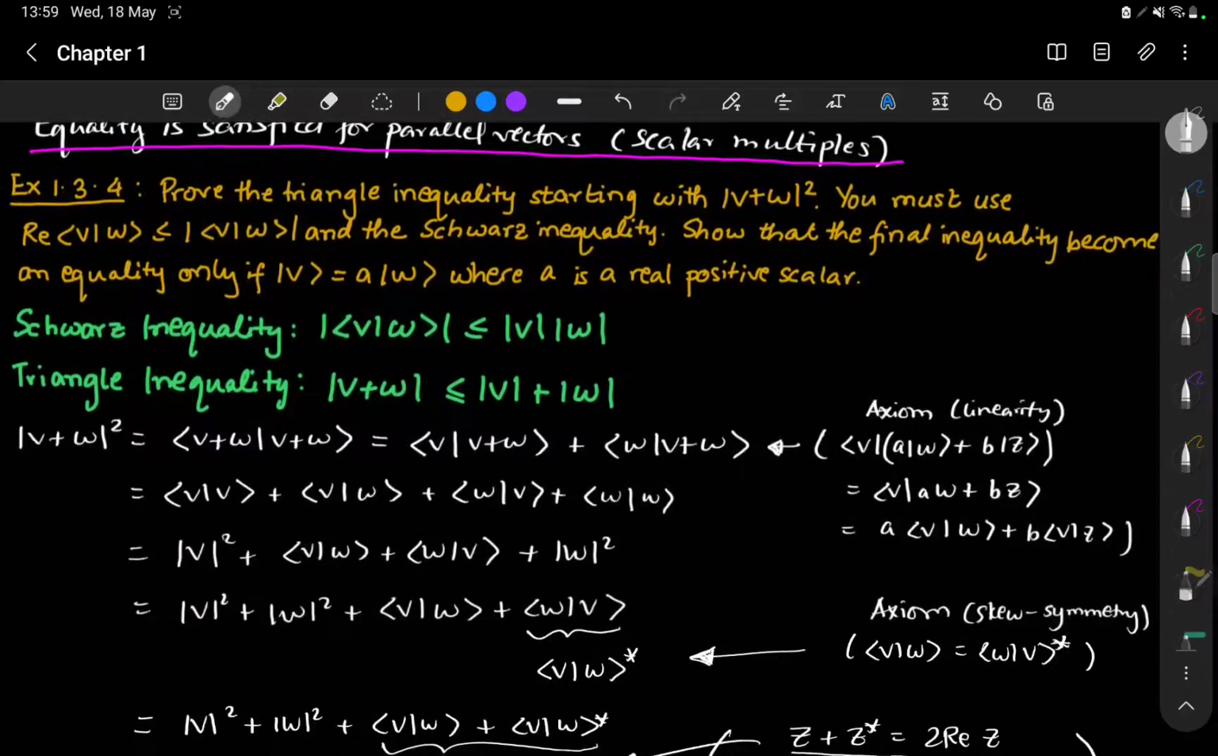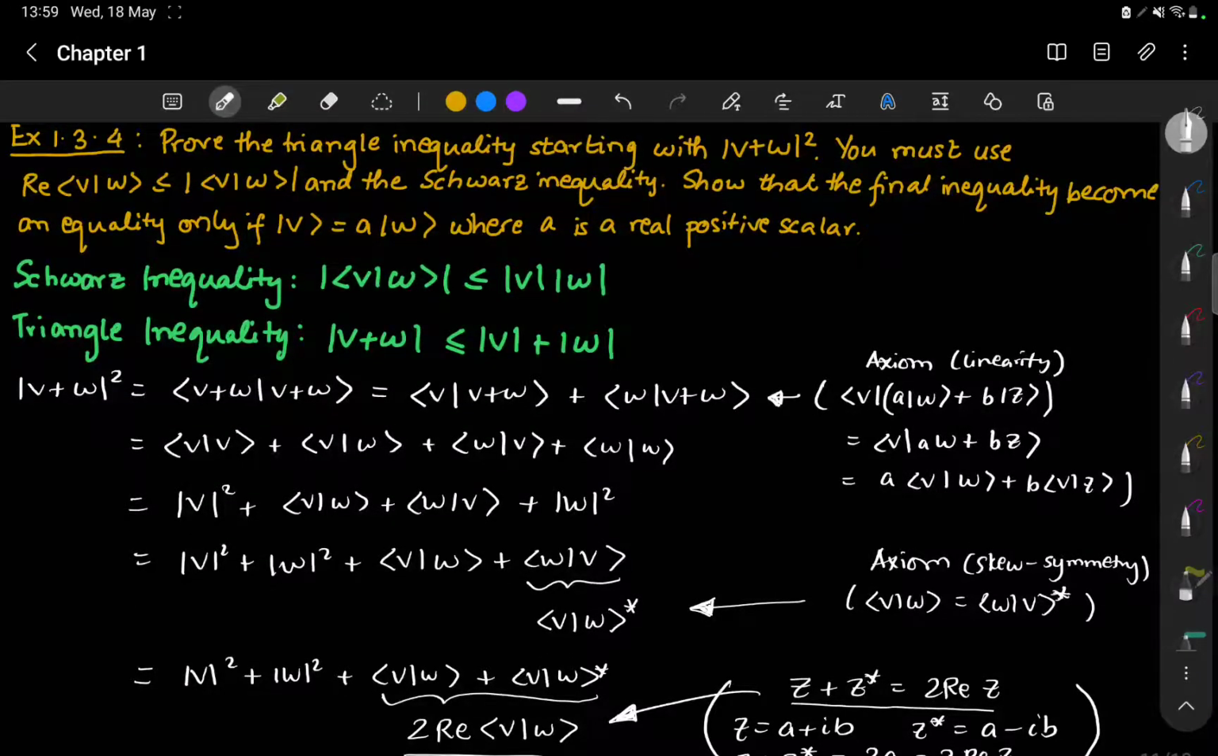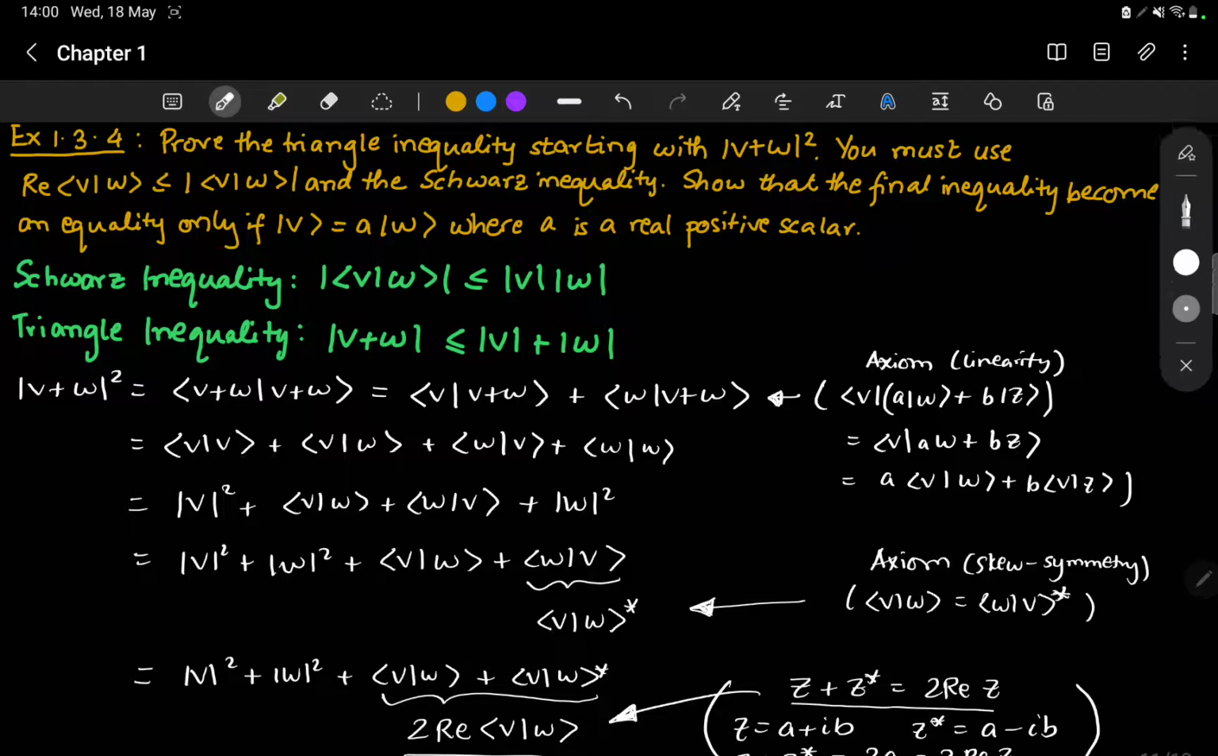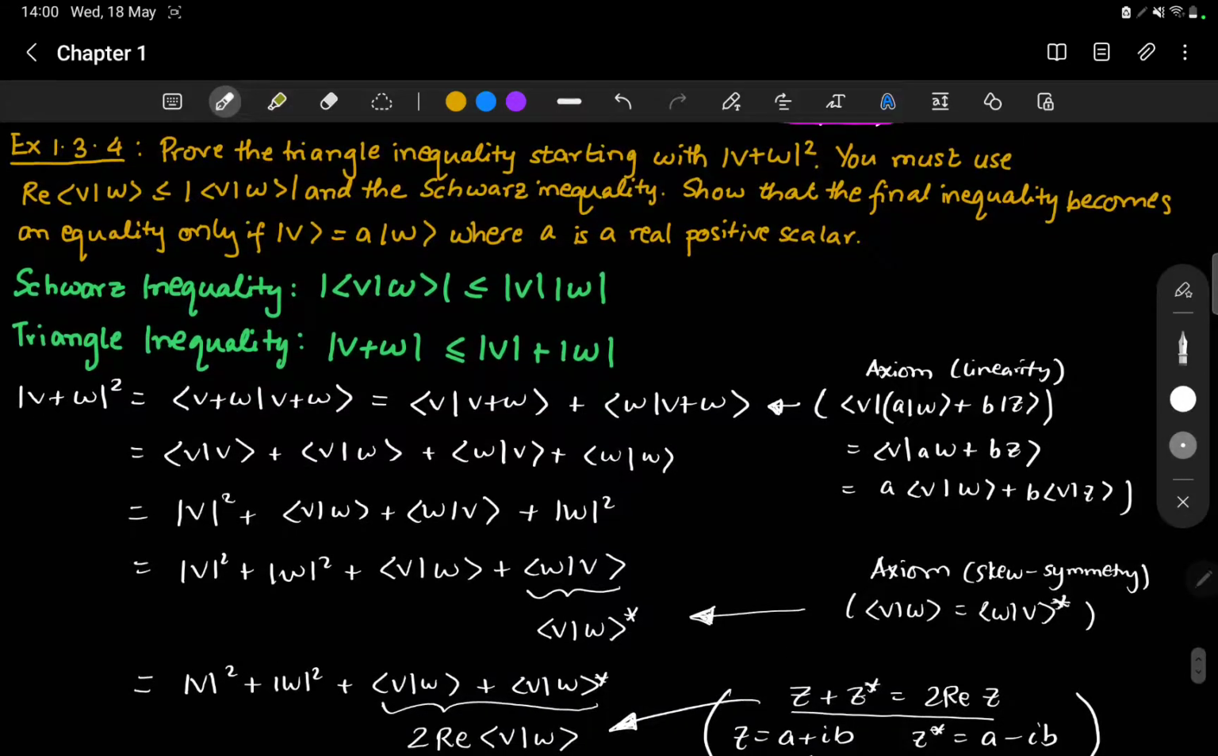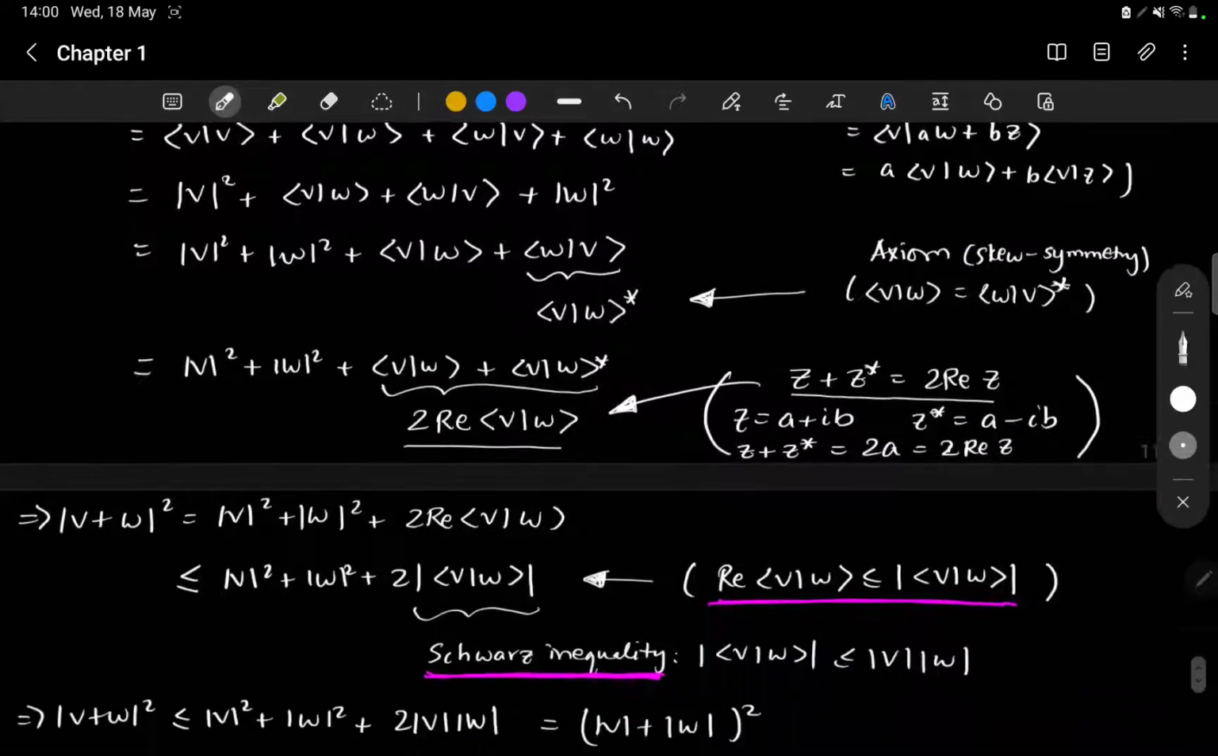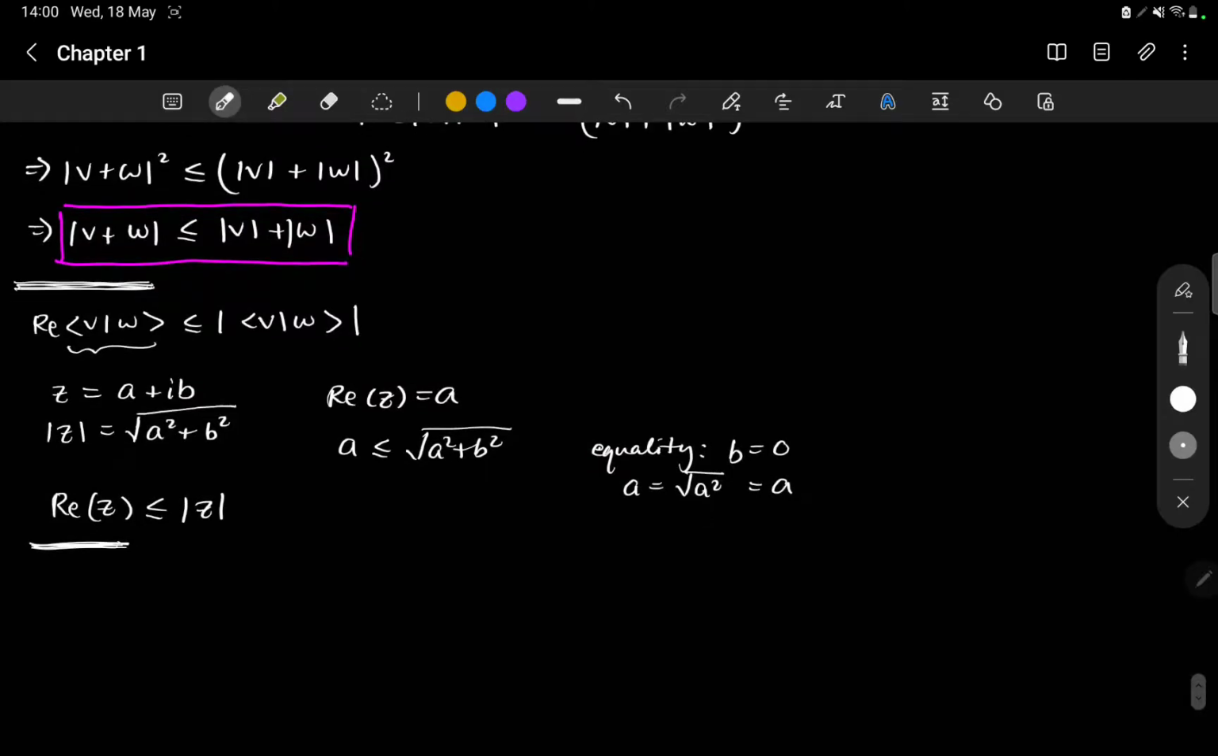Let us look at the next part. So we have completed the first part, which said prove the triangle inequality by using the Schwarz inequality and this particular identity. Next it says show that the final inequality becomes an equality only if v is equal to a times w, where a is a real positive scalar. Now we did this even in the previous video, in the previous problem, but we will do it over here as well for the sake of completeness.